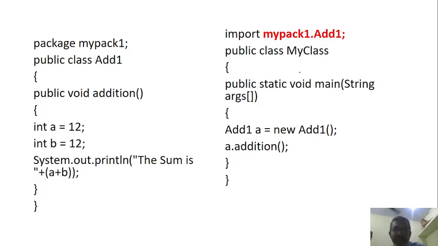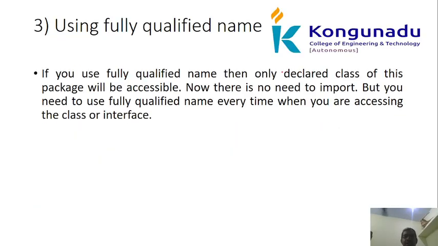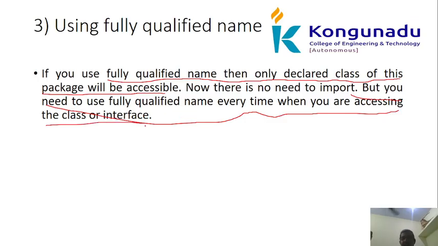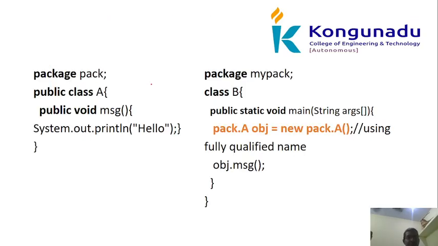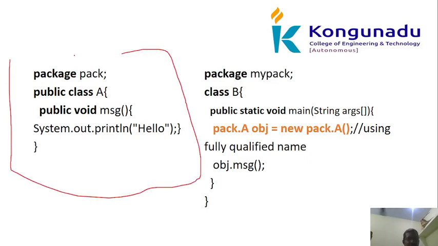Okay, this is another example they have given, to be tried by yourself. Next is using the fully qualified name. If you use the fully qualified name, then only the declared class of this package is accessible. There is no need to import, but you have to use the fully qualified name every time you access the class or the interface. So now coming to here. As usual, you have the same package, class A, with the message method, and inside the method I'm going to print hello. This remains the same as the previous programs.